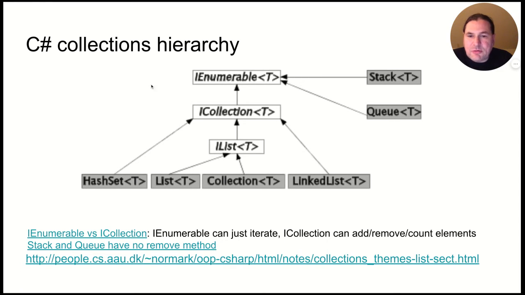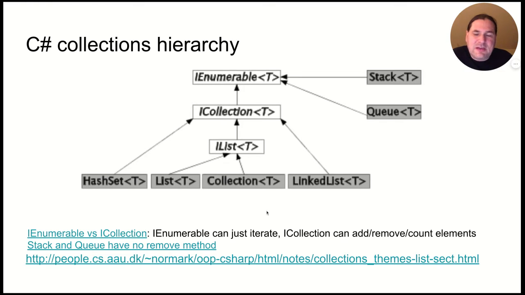So IEnumerable, something that's enumerable just means you're able to iterate through it. But you don't necessarily have methods on something that's enumerable for adding and removing things. And so stacks and queues, that's what we've got for stacks and queues. And it's a little bit weird. You might be looking at this and thinking, that's strange. You can absolutely add things to a stack. There's a push method, and queue has an enqueue method.